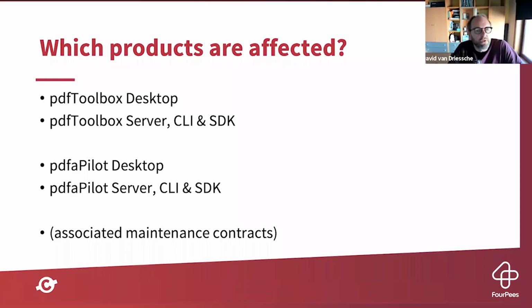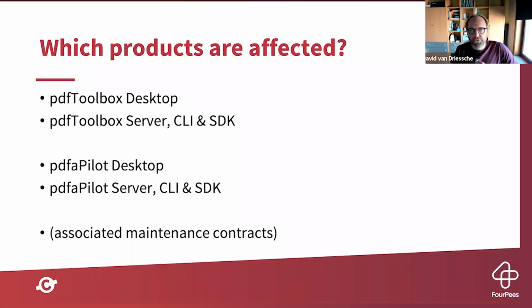It's important to realize which products are implicated, and we are talking about pdfToolbox, all of the different flavors of pdfToolbox, and pdfAPilot and the flavors of pdfAPilot. We are also talking about the maintenance contracts that are connected to those. And that is always the case: the maintenance contracts are a percentage, 20% of the price of the software. So if the price of the software increases, so will the maintenance contracts.